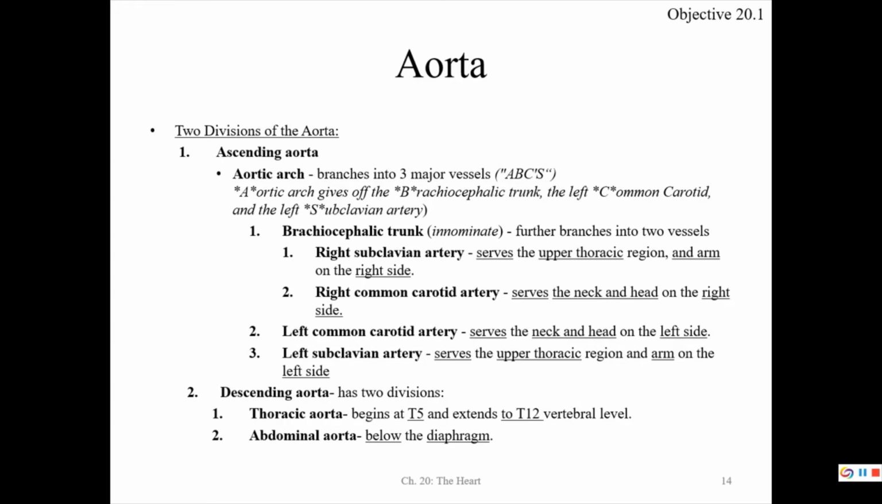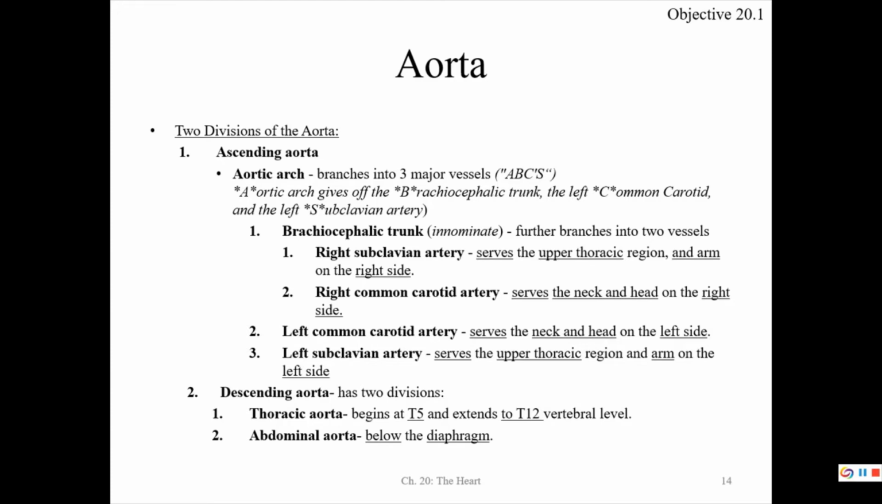Now, the aortic arch itself is easy as your ABCs. A is the arch, which has B, the brachiocephalic trunk, C, the common carotid, and S, the subclavian. More precisely, these are the brachiocephalic trunk, the left common carotid, and the left subclavian. If you had me in AP1, you hear me say a lot that in anatomy we don't use words we don't need. So why am I saying left common carotid and left subclavian artery? Well, there is a right subclavian and a right common carotid.